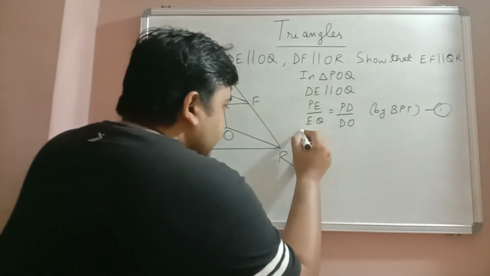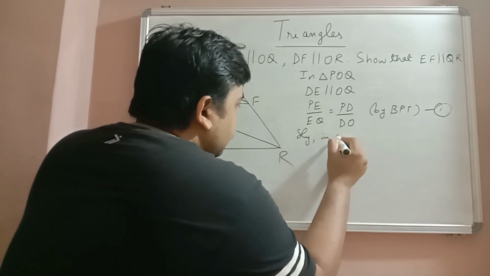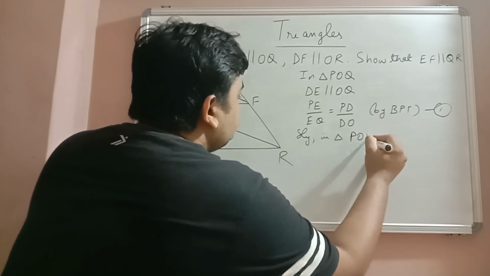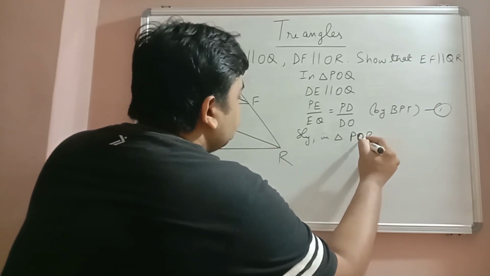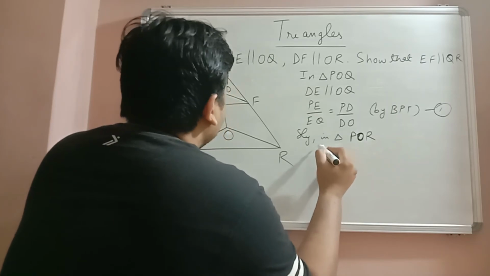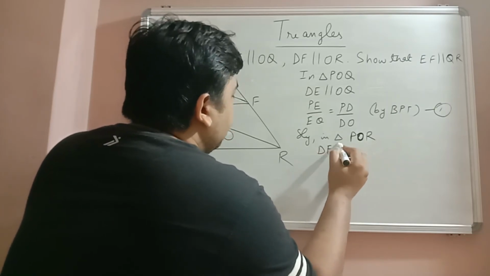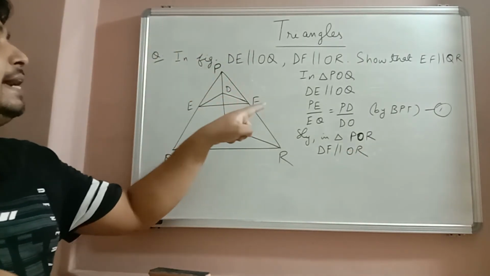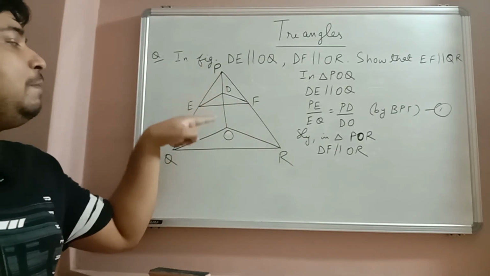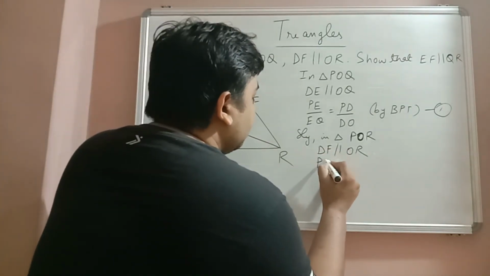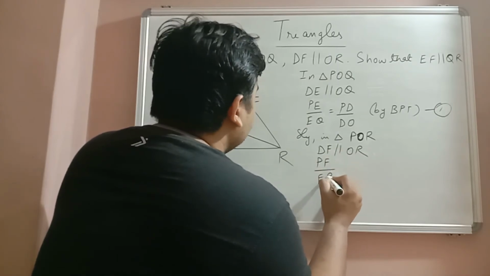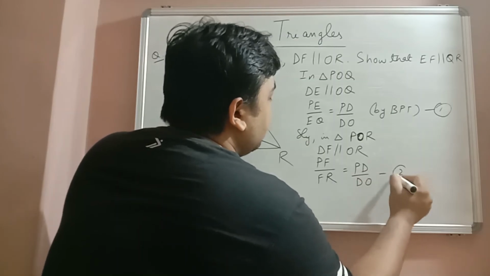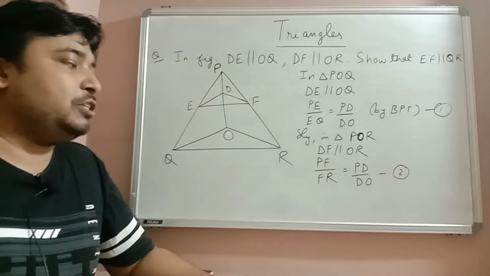Now similarly, in triangle POR, we have DF parallel to OR. So one can say that PF upon FR is equal to PD upon DO. Equation number 2. Again, this is by the basic proportionality theorem.